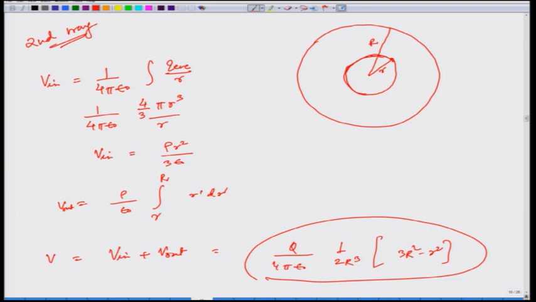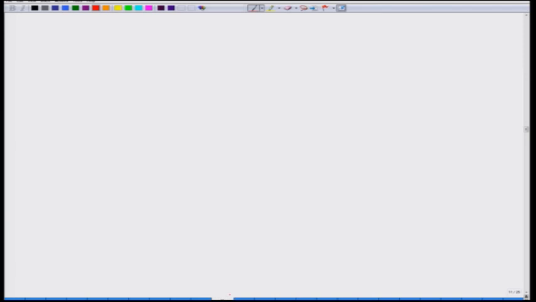Now the next question is problem 2.39. So problem 2.39 is related to electric field inside a conducting sphere, meaning a metallic sphere.